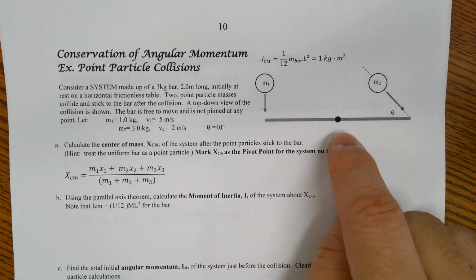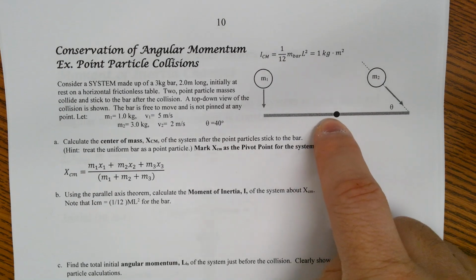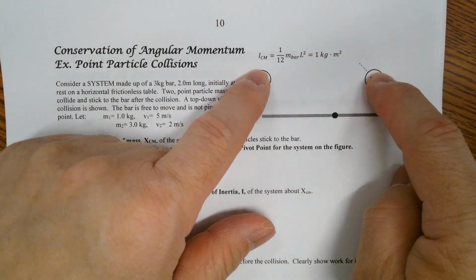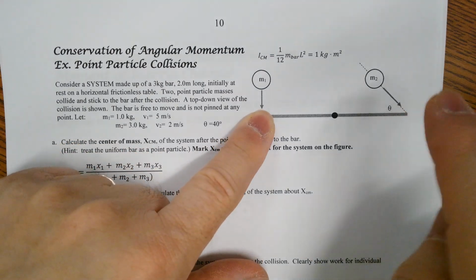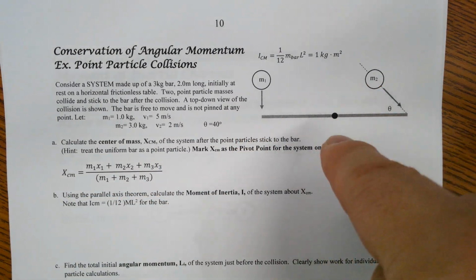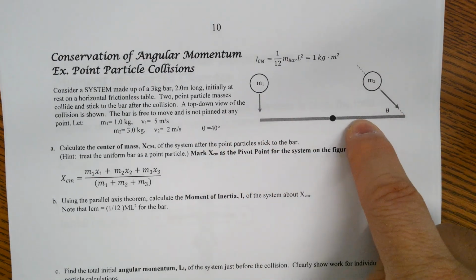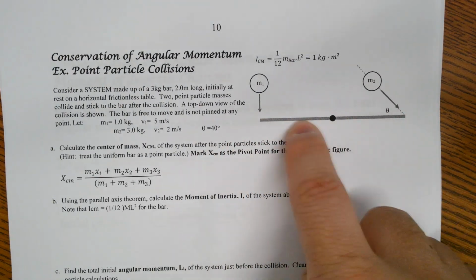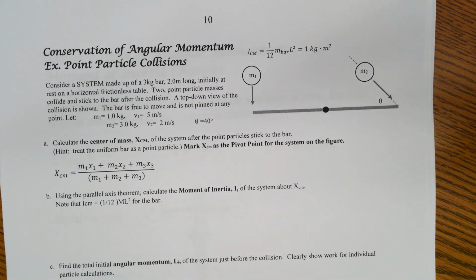Just because this bar has a center of mass at its geometric center, when these two actually collide, the center of mass will change. So if this bar is not fixed at this point to rotate, it would pivot around the center of mass somewhere along the bar after the collision. So it is very important to figure that out too. So let's read this and see if we can get this started.